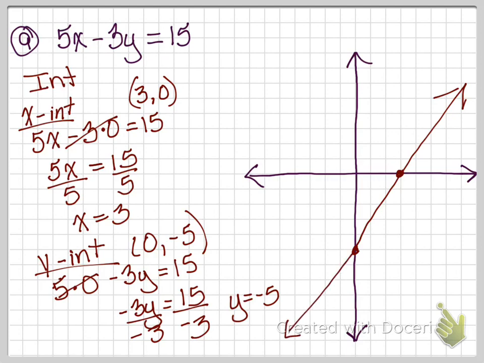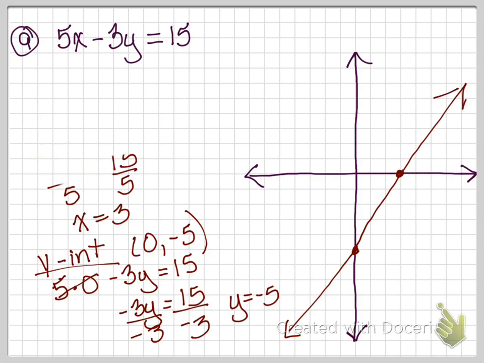Now, please remember, do not put these two things in an ordered pair. 3, negative 5 is wrong. That is not the right answer. So don't just put 3 and negative 5 in an ordered pair. They are two completely separate points. Okay? So don't forget that. So that is graphing using the intercepts.